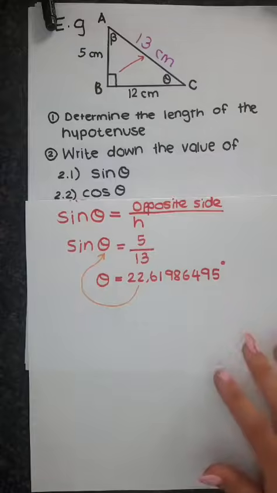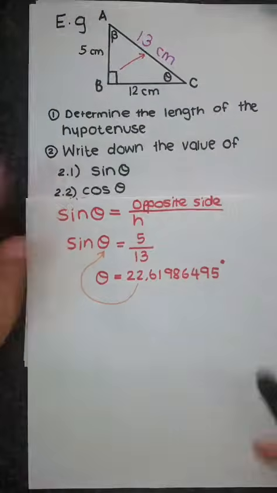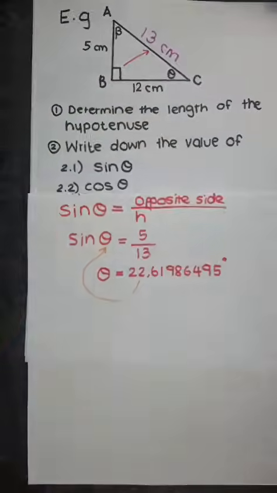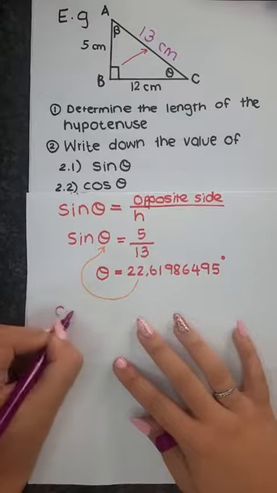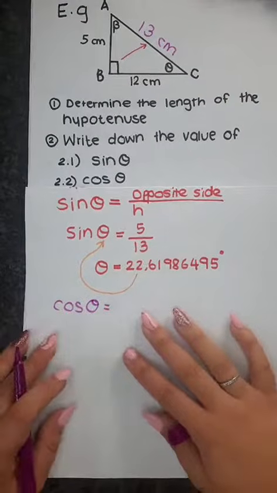Okay, let's move on. Now, you guys can try this one. This is grade 10. Let's do a different color now. Let's do purple. What is cos theta? Okay, we can all do this. Let's try. Believe in yourself.